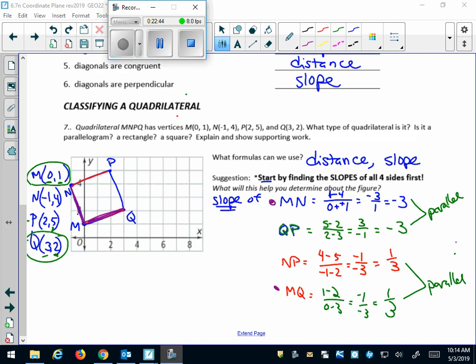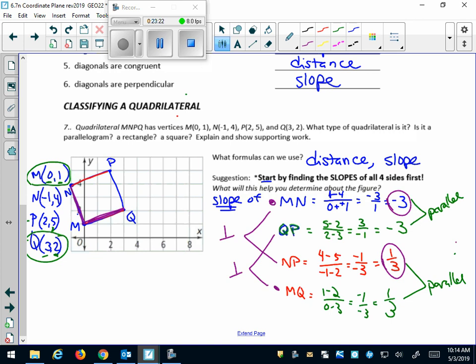If we look at the slopes, what would indicate that they were perpendicular? What kind of slopes? Same slopes? No. Same slopes would be parallel, and we already determined that. What are we looking for, right angles? Opposite reciprocals. Is negative 3 and positive 1/3 opposite reciprocals? Yeah. So these are perpendicular. All of the consecutive sides are perpendicular.